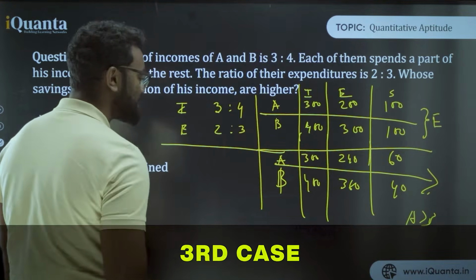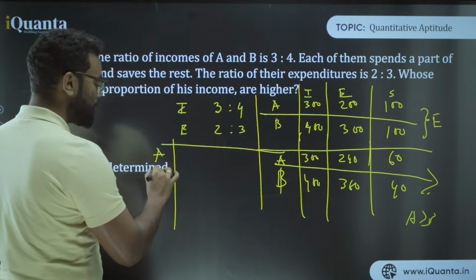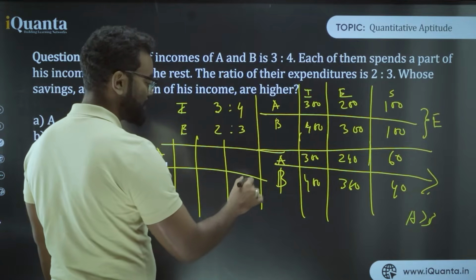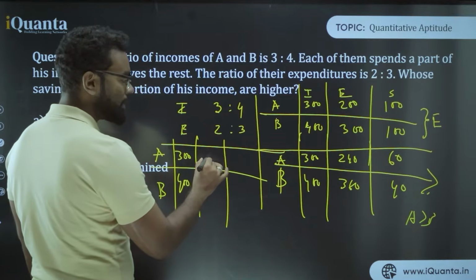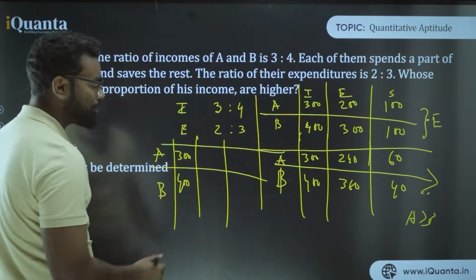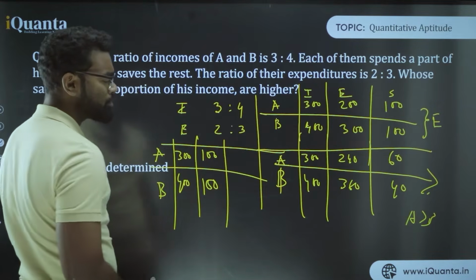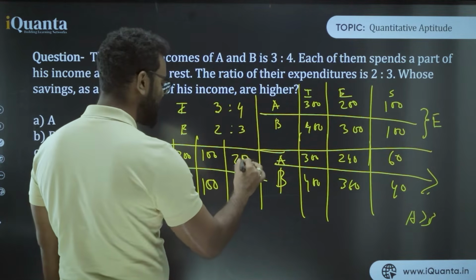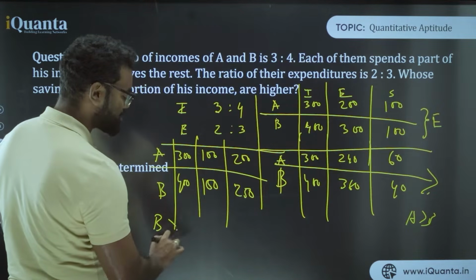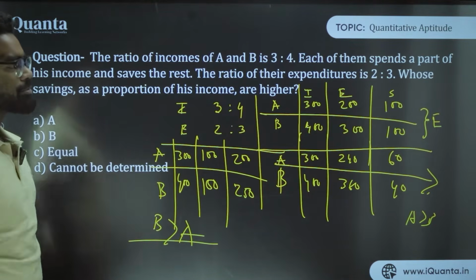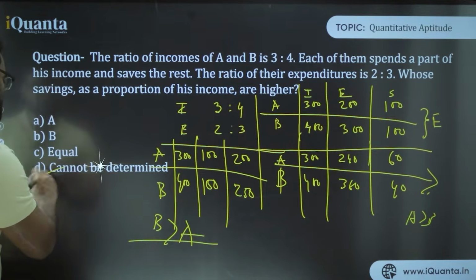Now the third case I am considering, again the same thing. This is A, this is B, and this is income, expense and savings. So this is 300, this is 400. And now let's say I give you other values: this is 100, this is 150, which is also in the ratio of 2:3. So what is the saving here? 200. What is the saving here? 250. Now think about it, in this case B is more than A. So you can see we have three possibilities: they are equal, A is more than B, and B is more than A. So what is your answer? The answer is cannot be determined.